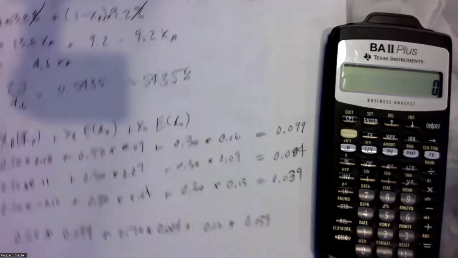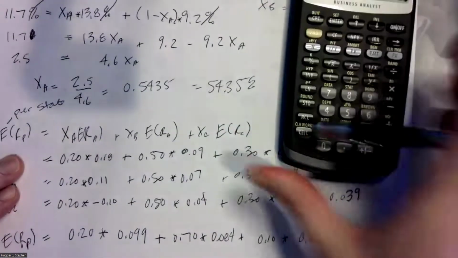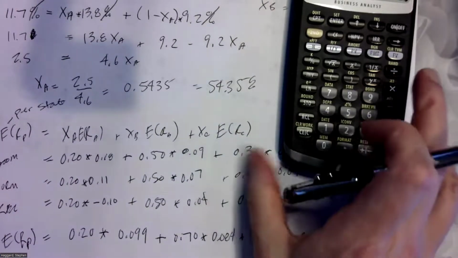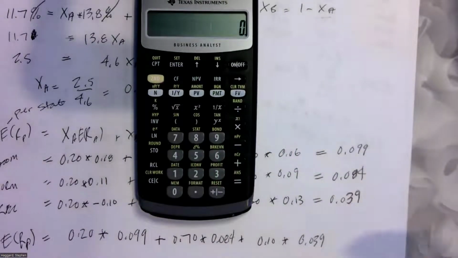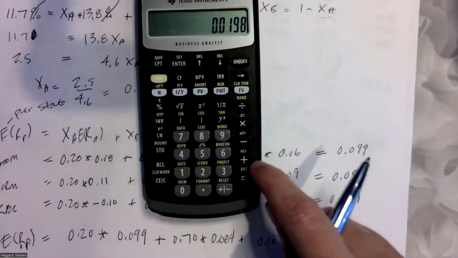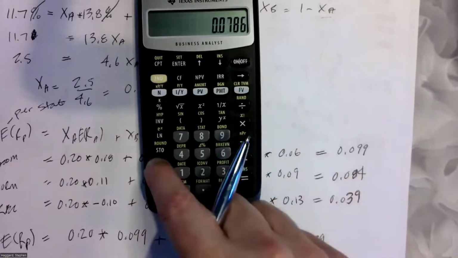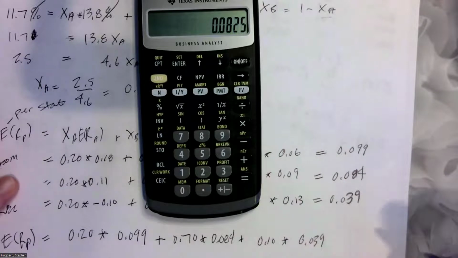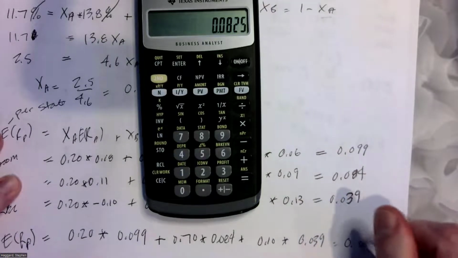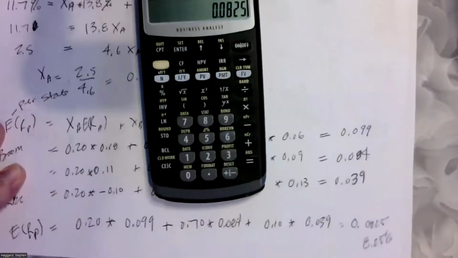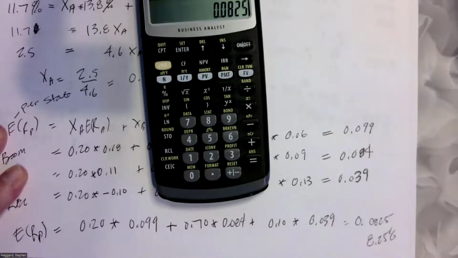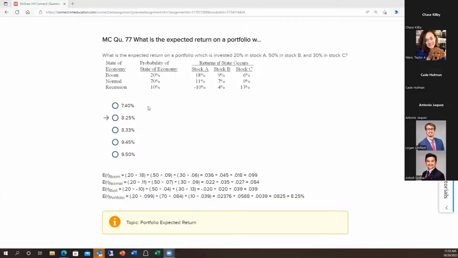How do I get the expected return on the portfolio with those numbers? Recall 1 plus recall 2 plus recall 3. I'm getting 0.0825, which is 8.25%. And if we go back to the problem, that is the correct answer. Questions?